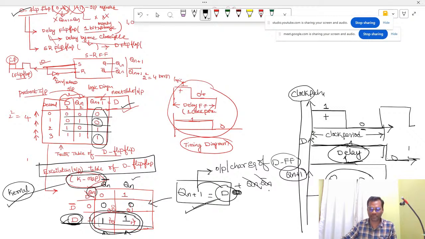I will give you one minute. Just write the notes, because just listening is not useful. You just listen, and after the class you practice. You should get the output Qn plus 1 is equal to D. That's what you should learn. Now we'll go with the next flip flop. Take some time and just write down.